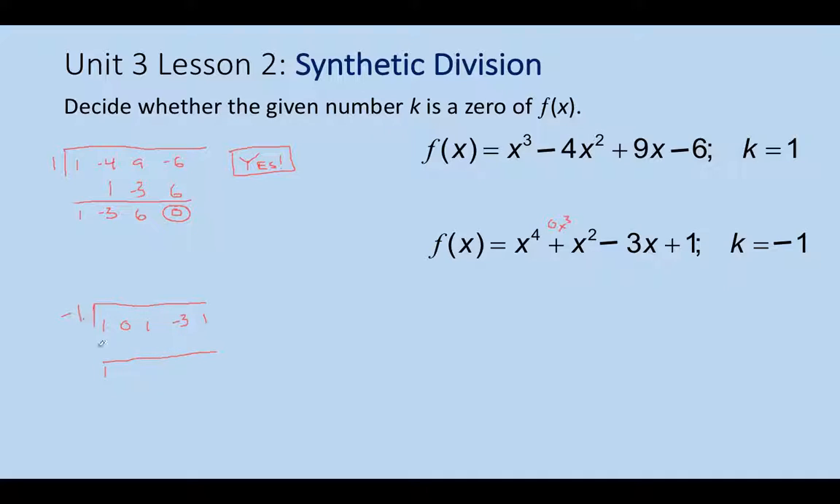So I bring down the 1. Negative 1 times 1, negative 1. And then negative 1 times negative 1, positive 1. Now I got 2. Negative 1 times 2 is negative 2. Negative 3 minus 2 is going to be negative 5. Negative 1 times negative 5 is positive 5. And so my remainder is 6. And since 6 is not 0, we can say that no, this is not a solution.